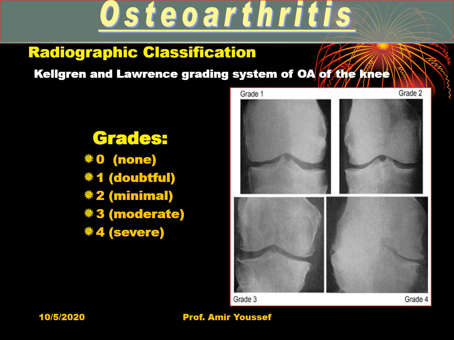Radiographic classification. Kellgren and Lawrence grading system of OA of the knee. 0, no change, normal. 1, doubtful. 2, minimal, minimal narrowing. 3, moderate narrowing. And 4, severe narrowing, as you see. The space is completely blocked.